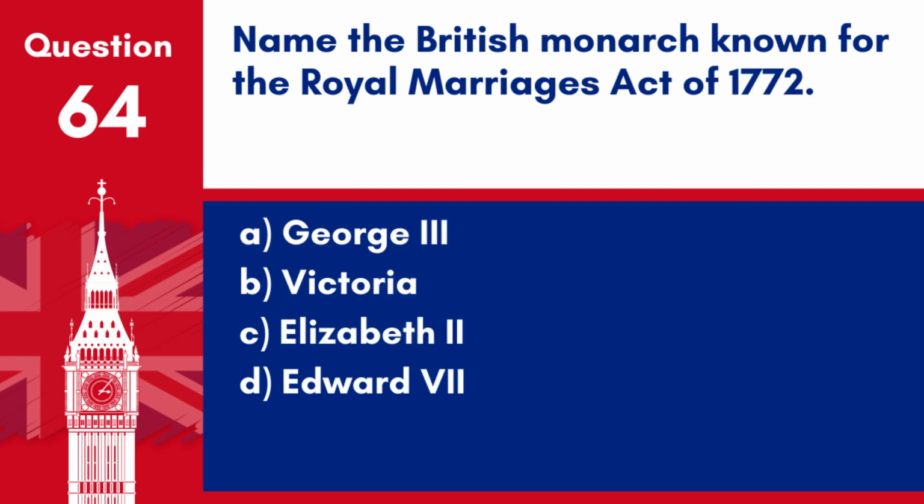Question 64. Name the British monarch known for the Royal Marriages Act of 1772. A. George III. B. Victoria. C. Elizabeth II. D. Edward VII. Answer: A. George III. King George III is known for the Royal Marriages Act of 1772, which required all descendants of George II to seek the sovereign's consent before marriage, with certain exceptions.